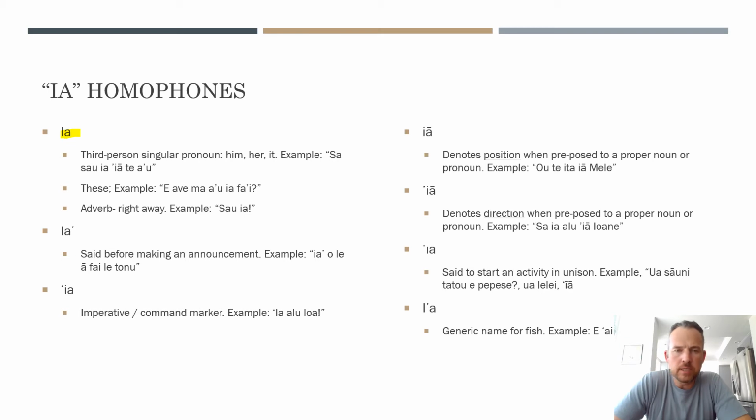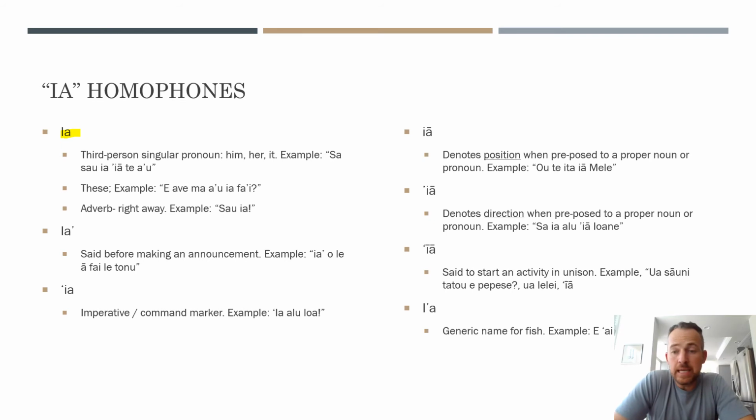The example sentence is "Sa sau ia i a'u." Sa is our tense marker. Sau is the verb to come. Ia again means he, she, or it. I, I'll cover that in a minute, basically means to, and then a'u is another pronoun which means me. So this all translates to he came to me, or she came to me, or it came to me.